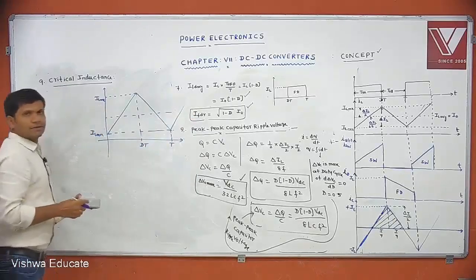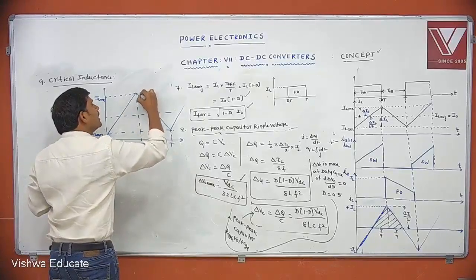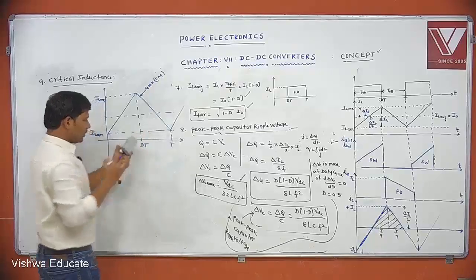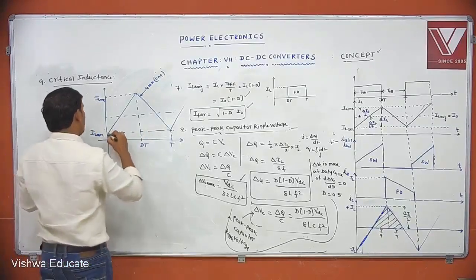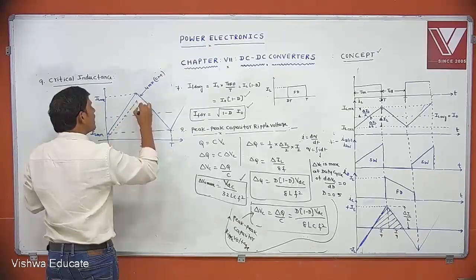Let this be the waveform. It is a continuous current. For an inductance of 4 millihenry, we are getting this one. This is continuous. Now what am I doing? I am continuously reducing the inductance. When I reduce the inductance, the wave shape changes like this.